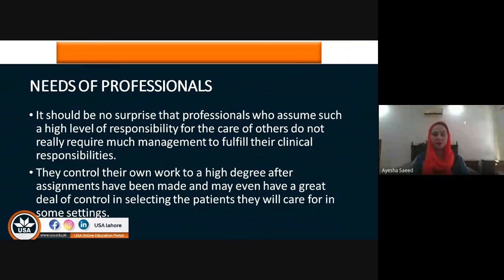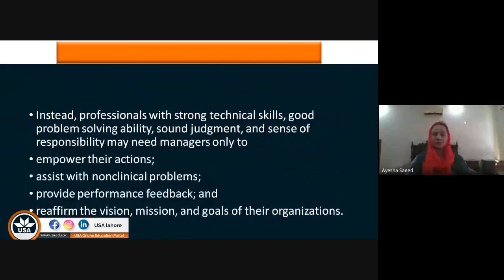These professionals can control their own work to a high degree after the assignments have been made, and may have a great deal of control in selecting the patients they will care for in some settings. Instead, professionals with strong technical skills, a good problem solving ability, sound judgment, and a sense of responsibility may need managers only to empower their actions, support them, assist with non-clinical problems that might arise, technical problems, maybe physical problems in the infrastructure, or maybe in some troublesome clients, managers may be called.